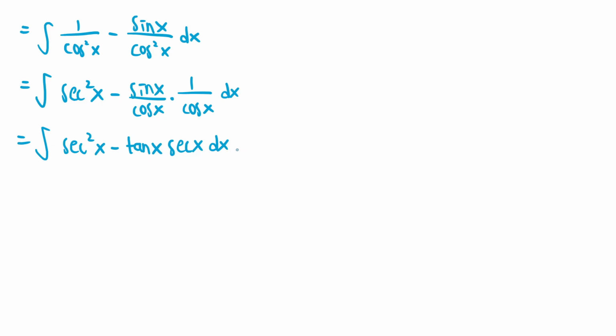So we now have a difference in the integrand, and we can integrate each term separately. The integral of secant squared x is a standard integral, and it's equal to tan of x, since the derivative of tan x is secant squared x. Tan x secant of x is also a standard integral, and it's equal to secant of x. Therefore, the final answer is just tan x minus secant of x plus some constant c.